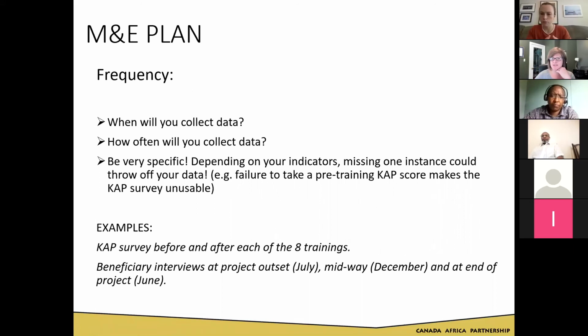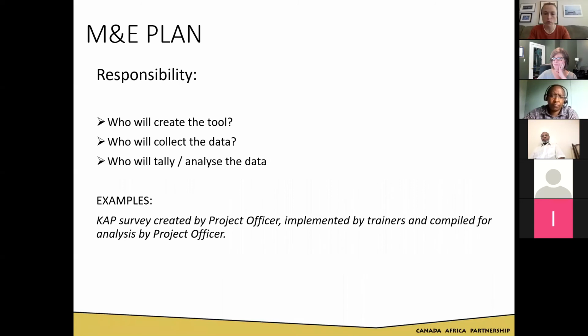What's very helpful, of course, is to be including this in your budget, right? So if you've got this included in your budget, you've got it included in your critical path, it's much more likely to take place as you're going about the business of implementing the project. So the responsibility: who's going to create the tool that you're using for data collection, who's collecting the data, who's going to do the analysis and the sharing of results. And here's an example. CAP survey created by the project officer, implemented by trainers, and then compiled for analysis by your project officer.